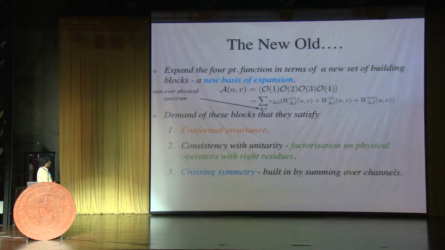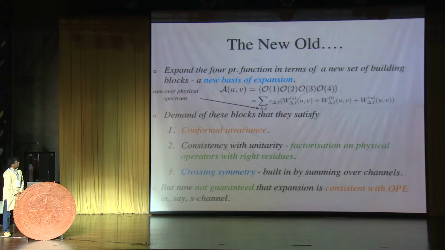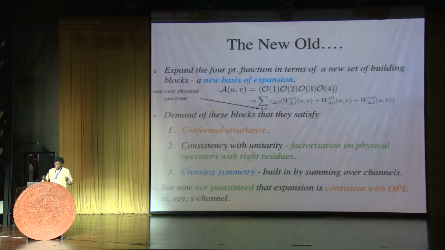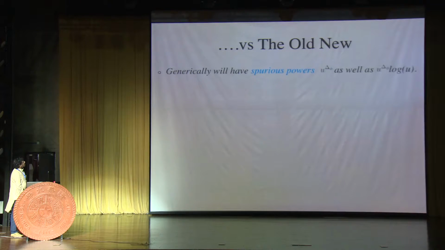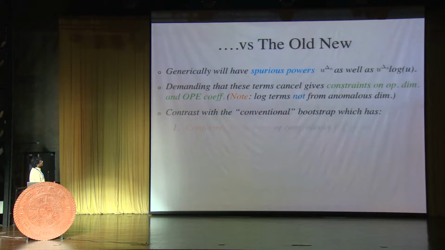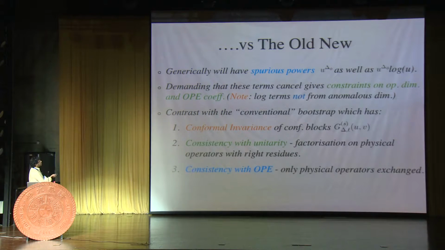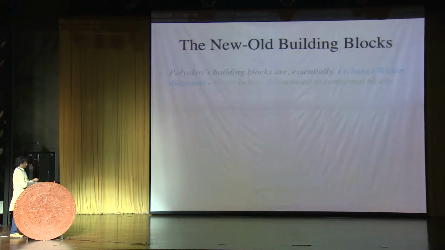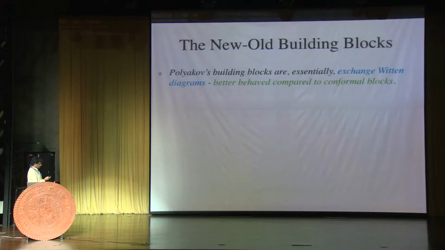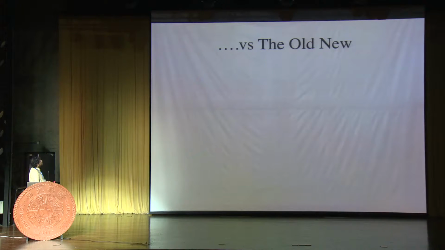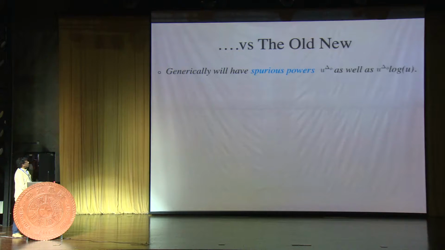So what happens is that now you're not guaranteed that the expansion will be consistent with an operator product expansion when you expand in any given channel. What I mean by that is that there will be generally spurious powers. Spurious powers are in one of the cross ratios, and in the case of identical scalars, also logarithmic terms.